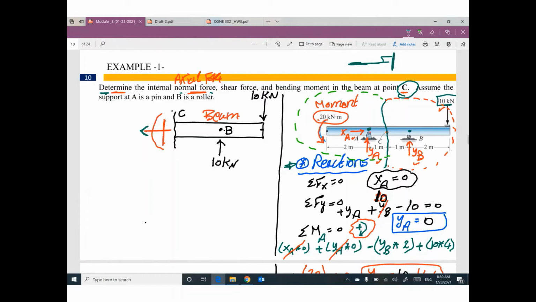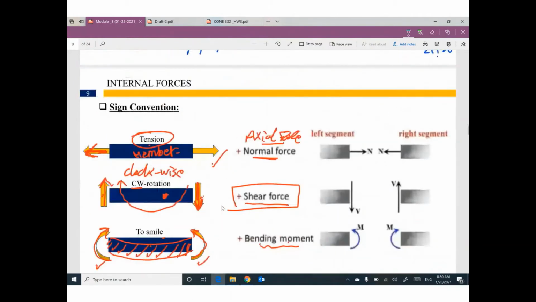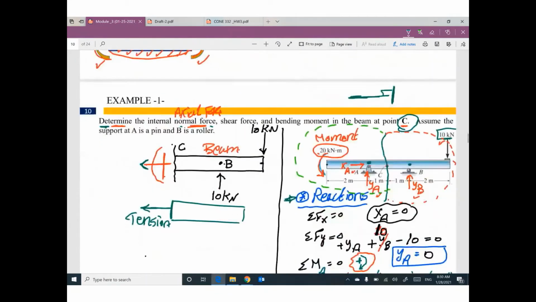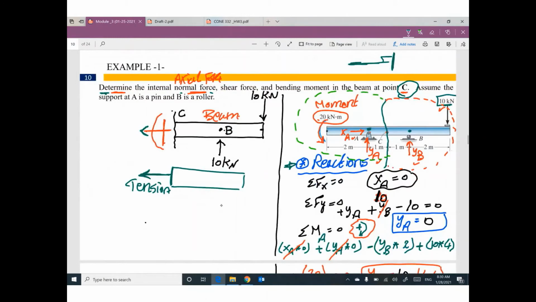Anybody know why I assumed the axial force like this? Because this direction related to the drawn part of the beam is tension. Does that make sense? Do you remember the sign convention? You need to assume axial force to make tension. So this direction will cause tension to this beam. So I assumed it to left.